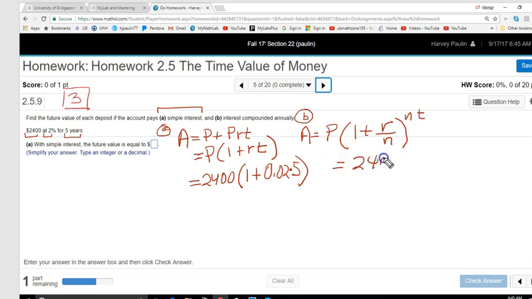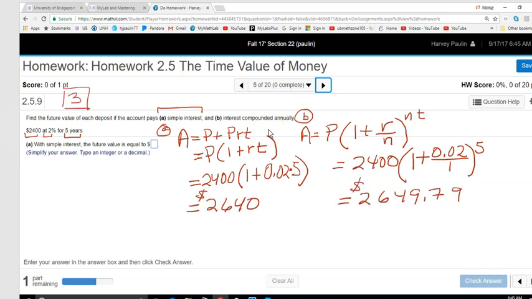The principal is 2,400, and then it's 1 plus the rate, which is 0.02. Now our period of compounding is annually, so this is just going to be a 1. Our N is the period of compounding, and then it's n, which is 1 times the time, which is still 5 years. All right, take a moment, put those in your calculator and see what we get. So in our simple interest calculation, you get 2,640. But when it's in compound interest, you get a little bit more, $9.79 more. And that would be generally true.